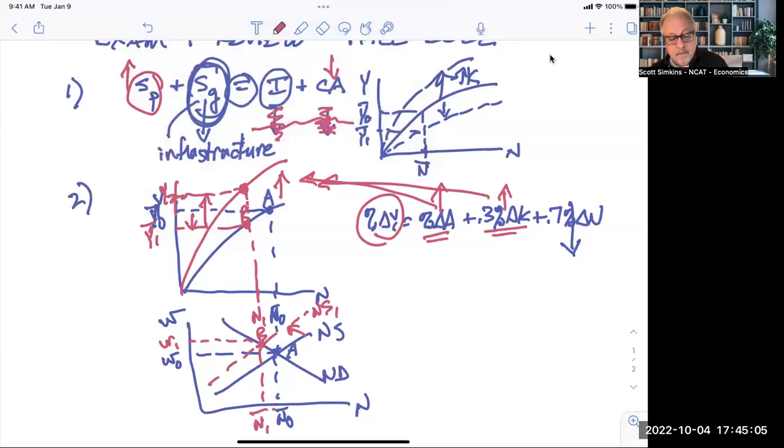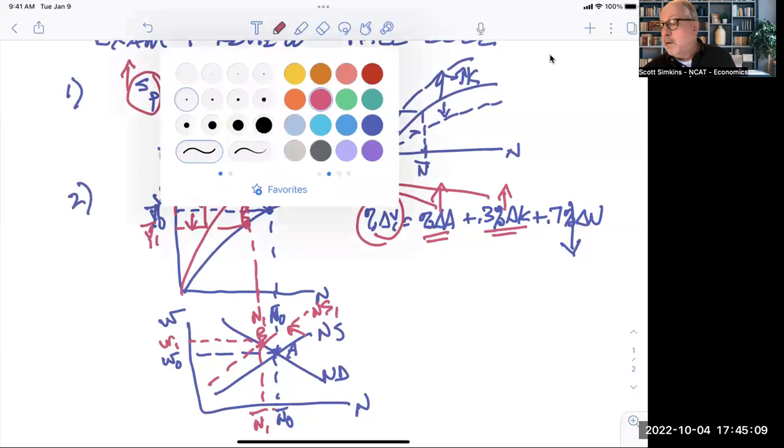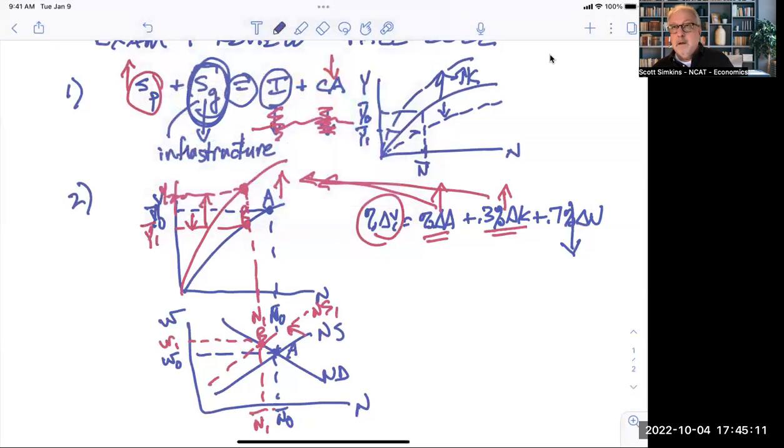So that's really question 2 on the exam. That's the idea with that equation.